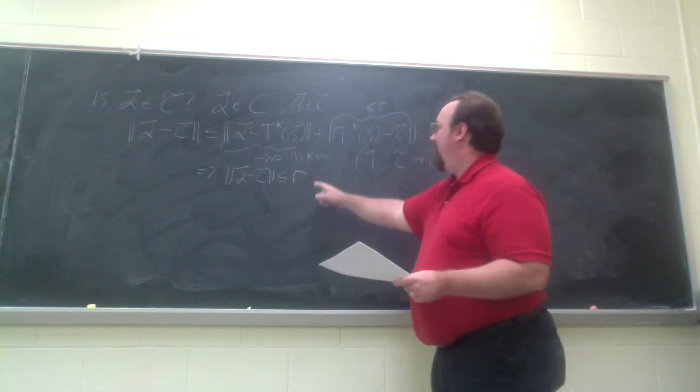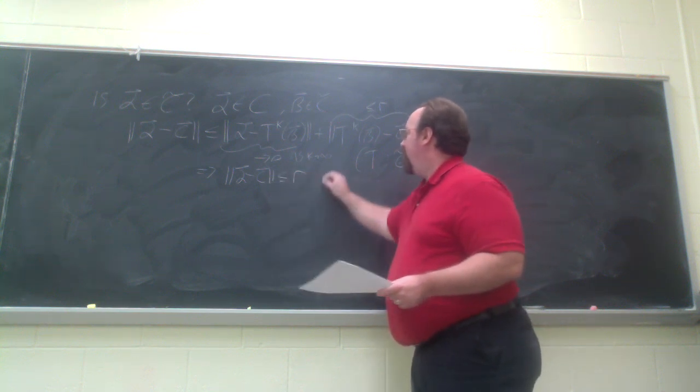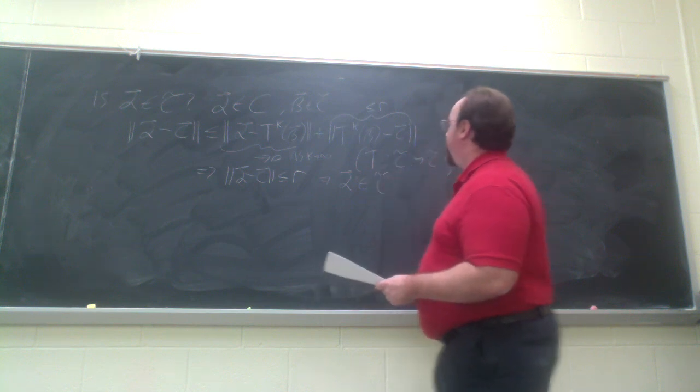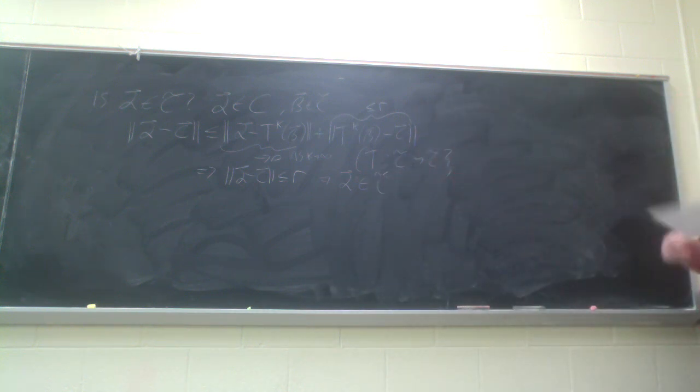Okay. So alpha is within distance r of C. So that means that alpha is also in C tilde. So since all the Picard iterates are mapped to the ball, the limit is also mapped to the ball. Okay.